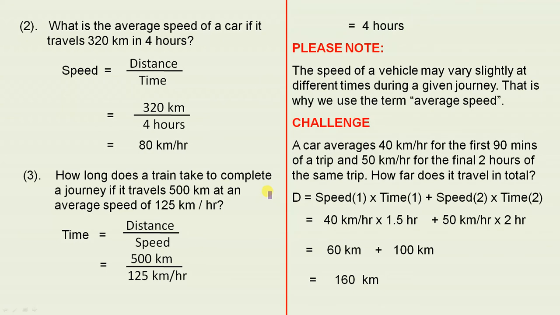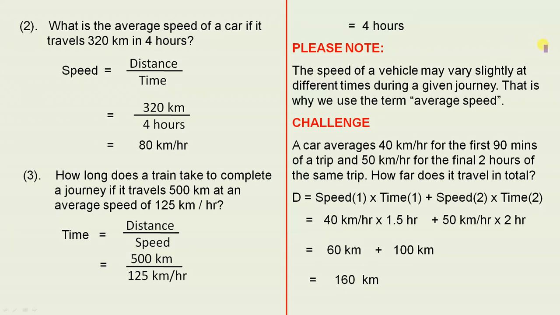Number 3. How long does a train take to complete a journey if it travels 500 kilometres at an average speed of 125 kilometres per hour? We use the equation time equals distance over speed, which is 500 kilometres over 125 kilometres per hour. If we do that division, we get 4 hours for the time.